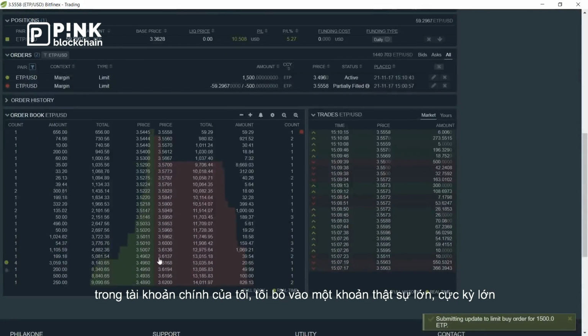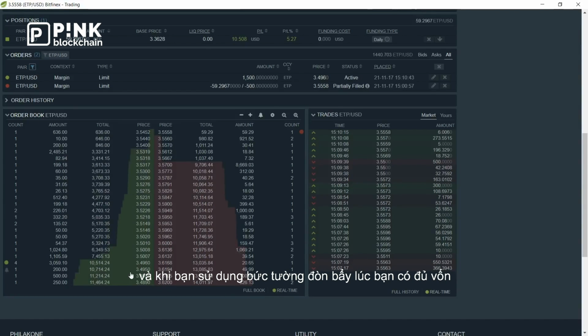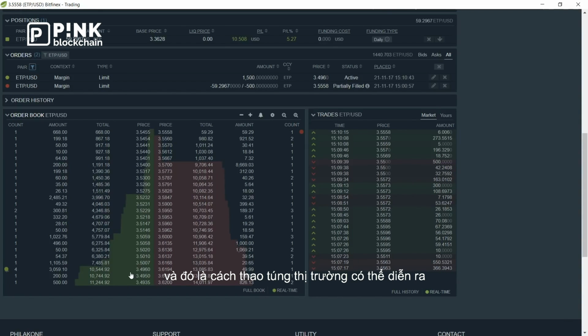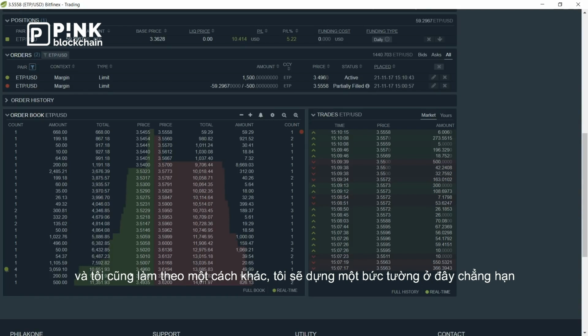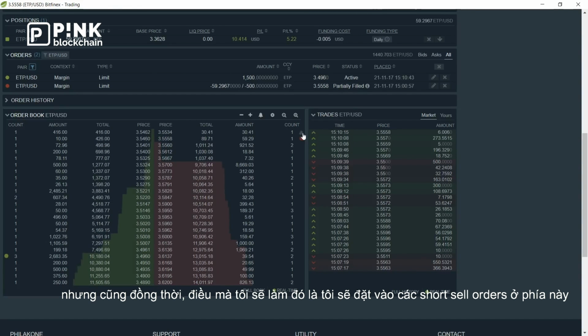So on my main account, I'll put up really big amounts, like huge amounts, right? Just to show people that the price is not going to go any lower. And that is what we call a leverage wall. And when you use these leverage walls, when you have enough capital, it scares the market into thinking, oh, I should buy, I should buy, I should buy. And that's how market manipulation can work. And I also do it the other way where I will put a wall up like here, for example. Okay, I'll put up a wall on this side to let people think that it will not go down. But simultaneously, what I'll do is I'll put in short sell orders on this side.